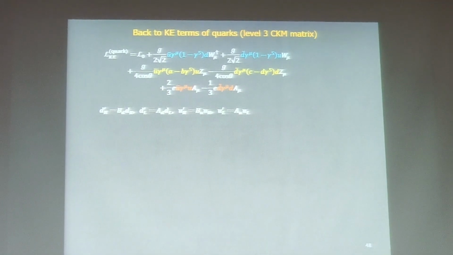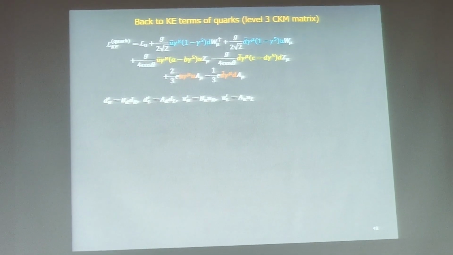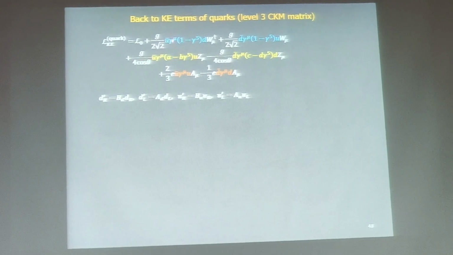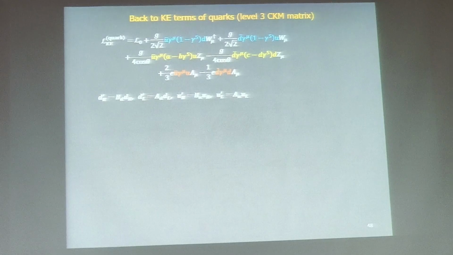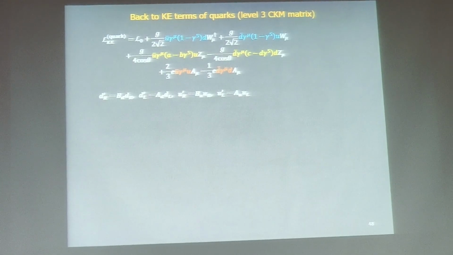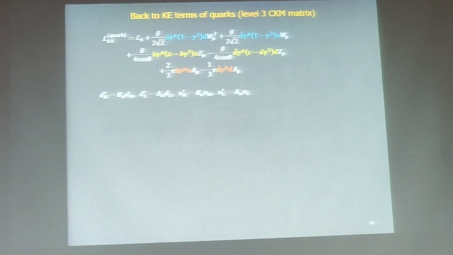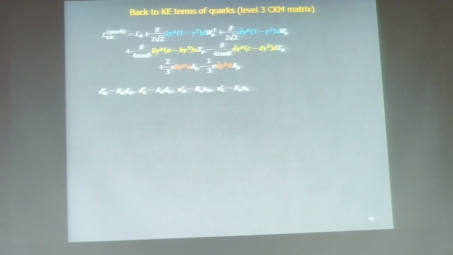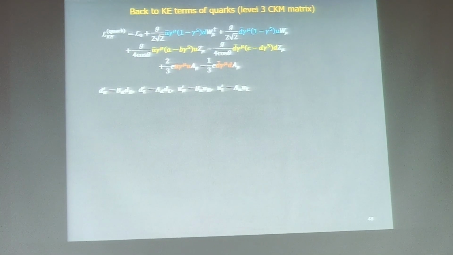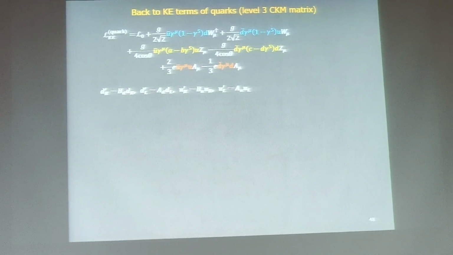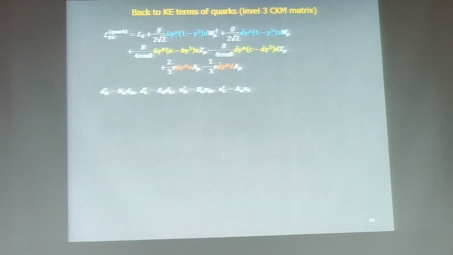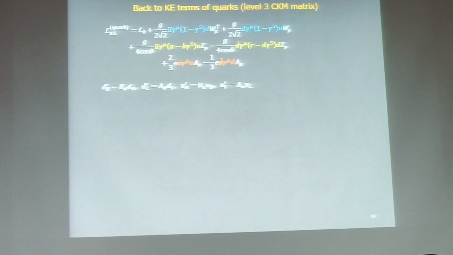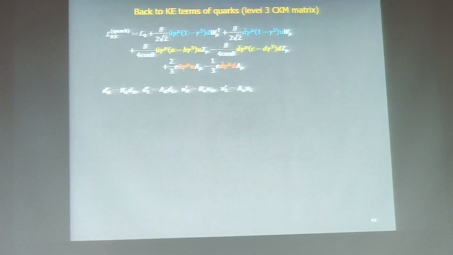Okay, so we have to go back to the kinetic energy term. You see, in the kinetic energy term, we still have unprimed quark fields. We have to convert them into the primed quark fields because the masses of the unprimed quark fields are not defined. So the transformations which were dictated by looking at the Yukawa interaction term, we have to apply in the kinetic energy term as well.